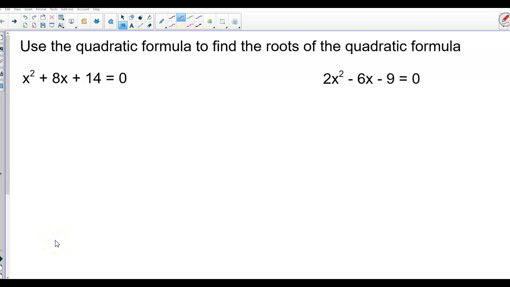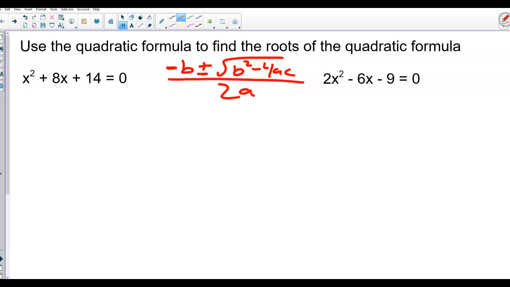Okay, so when we're using the quadratic formula, you want to put it down right away. It's probably not a bad idea. Negative b plus or minus the square root of b squared minus 4ac over 2a. And that fraction bar goes under everything in the numerator, not just the radical. If my trinomial is already equal to 0, I can set my a, my b with their signs right away.